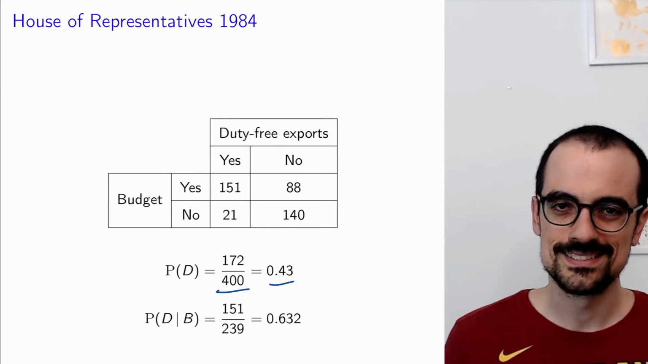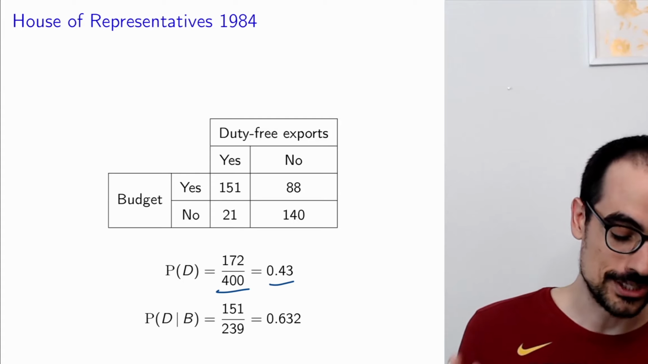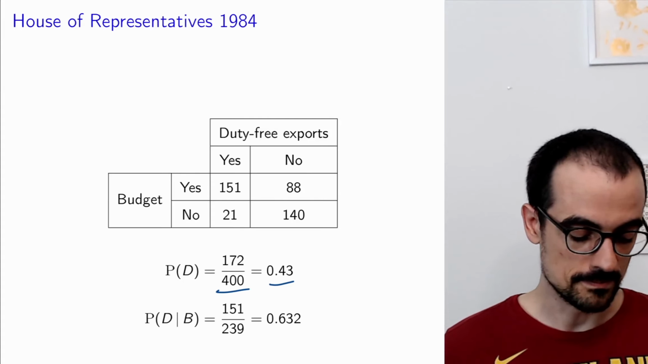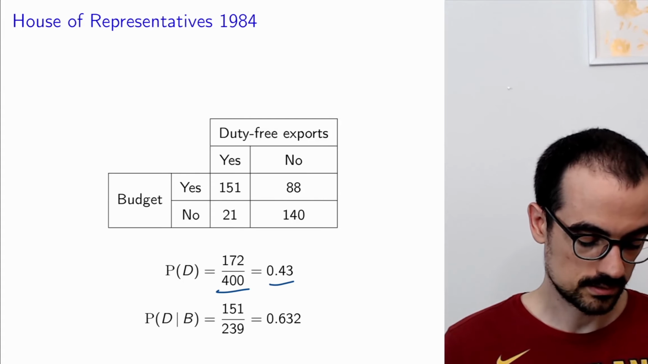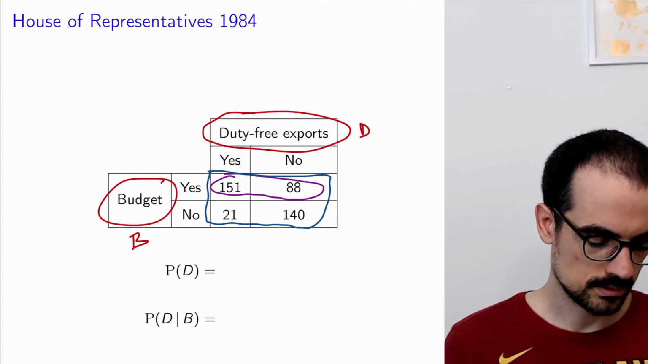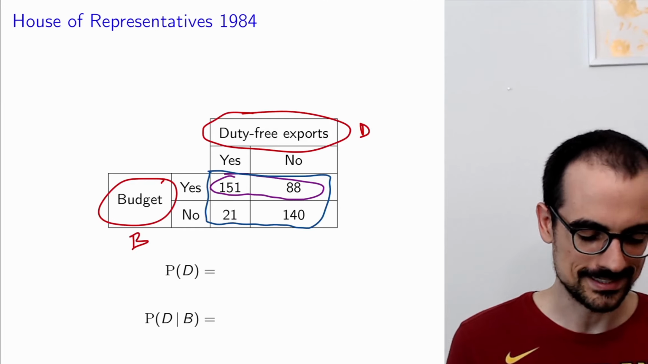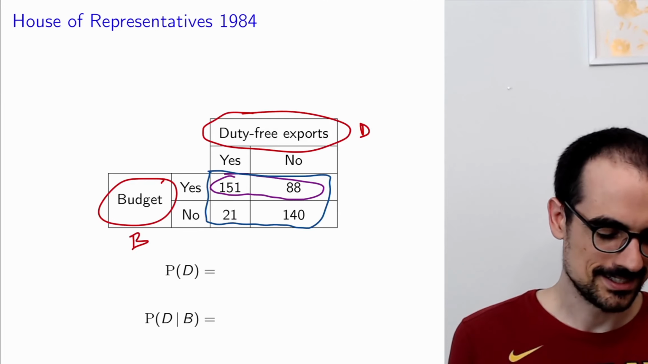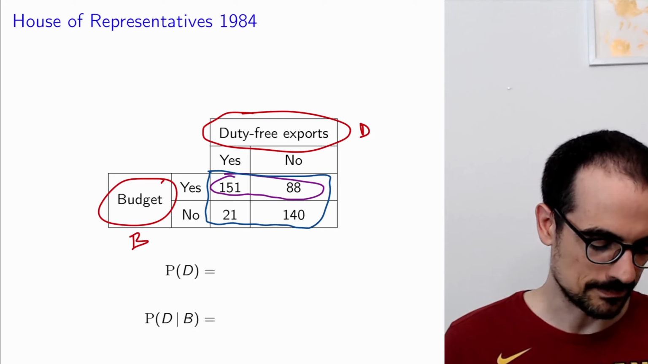I gave it away, but if we want to compute the conditional probability of D given B, we look at... I hope I did this right. No, I did exactly the opposite, right? So it's good that I looked at this. I explained to you how to get the probability of B.